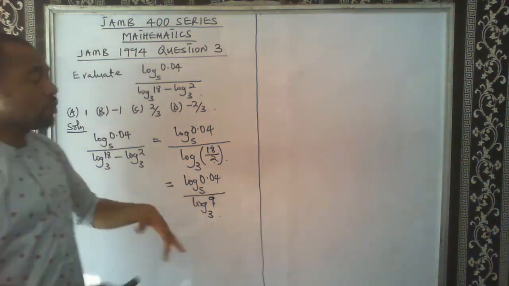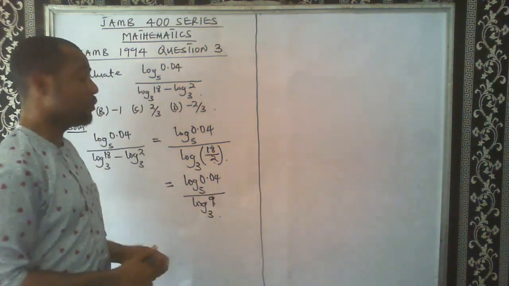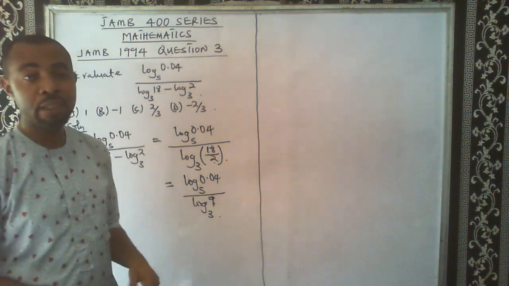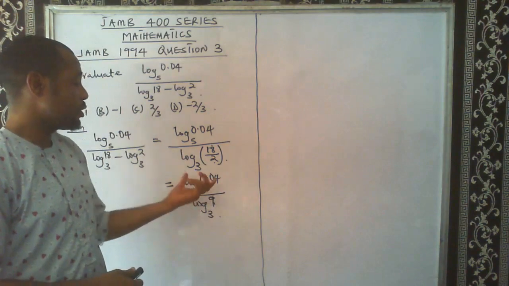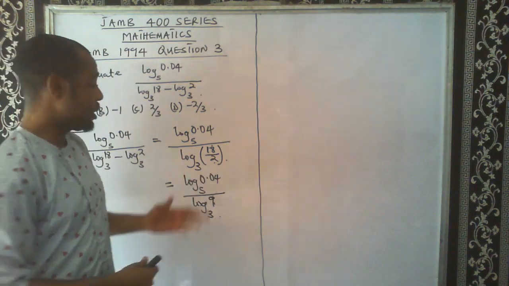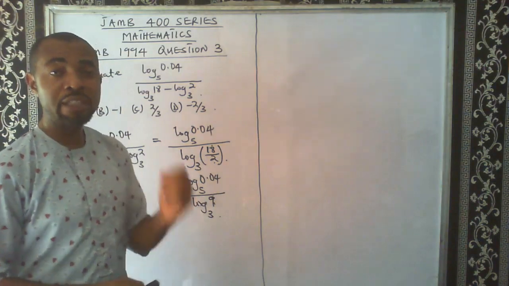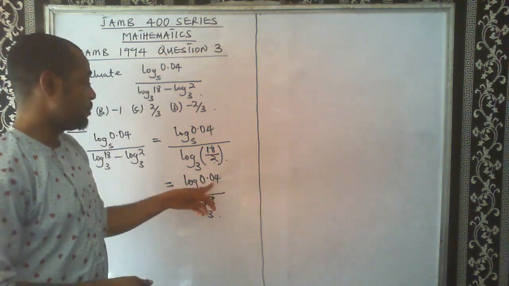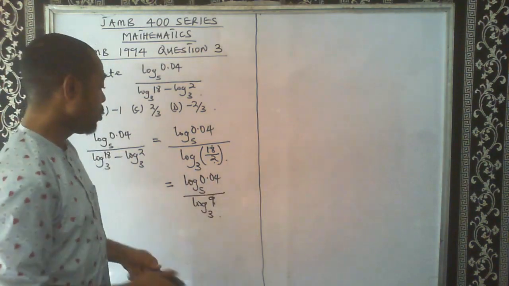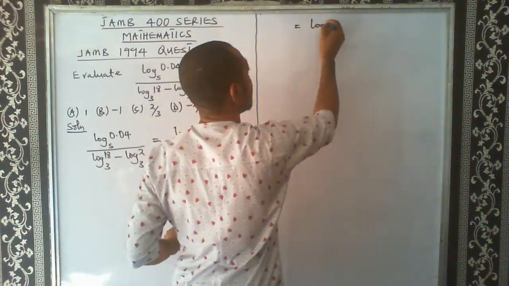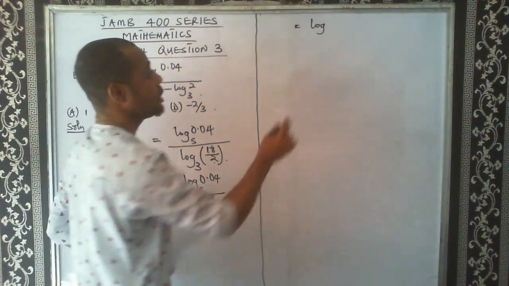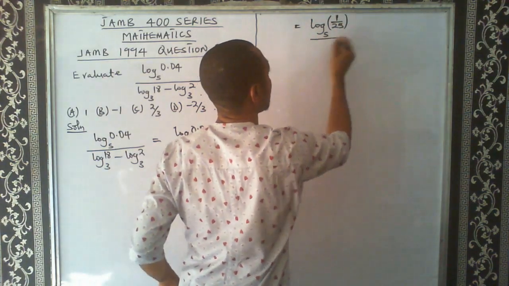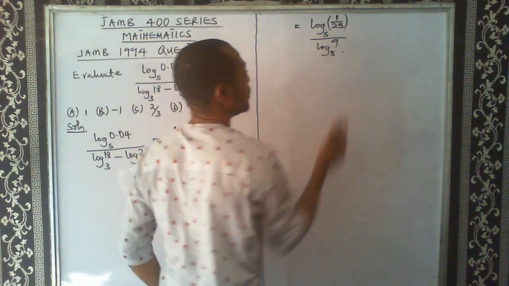Now, we can only divide two logarithms if they are of the same base, but the base here and the base here are not the same, so we cannot possibly divide these logarithms, except we now use the rule of simplifying expressions that contain single log terms. So let's modify this. This is in decimal fraction. If we express it as a vulgar fraction, we're going to have log 1 over 25 base 5, all upon log 9 base 3.